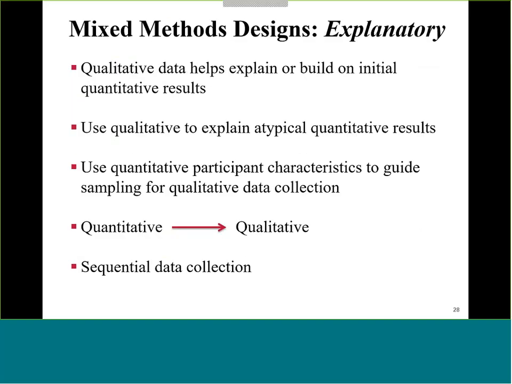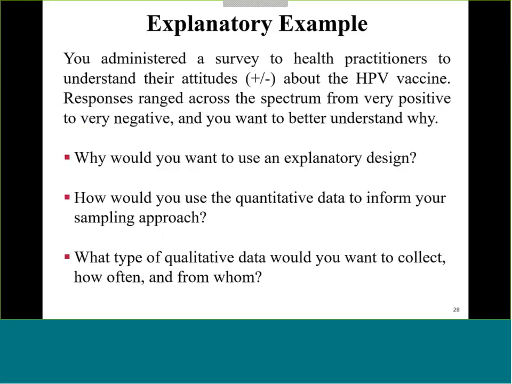In an explanatory model, you may move from the quantitative to the qualitative, to help explain or build on initial quantitative results. And so you can use quantitative participant characteristics, as I mentioned, to use purposive sampling, so you're identifying those who can tell you the most, maybe those who've done really well with the implementation strategy or those who've done poorly, and get those very diametric perspectives. And that's a sequential design. So you may, as an example, administer a survey to health practitioners to understand their attitudes about the HPV vaccine, and responses can range across the spectrum from positive to negative.